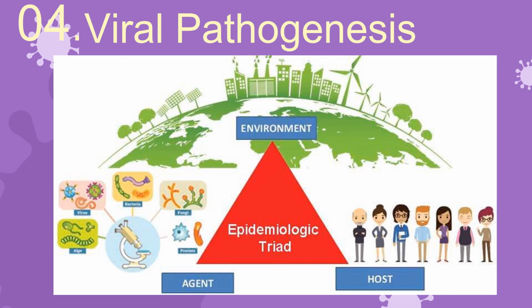Next is the viral pathogenesis or the viral infection. This is the process that occurs when a virus infects a cell and causes changes in the cellular characteristics. Take note that in any disease, infection, or pathology, there will always be three main factors that will be involved. We call it an epidemiological triad. So we have the host, the environment, and the agent.